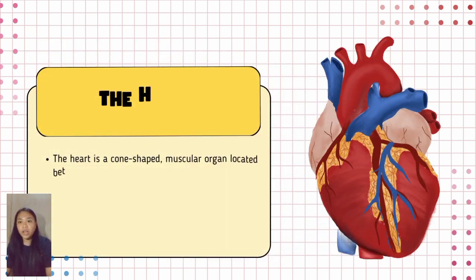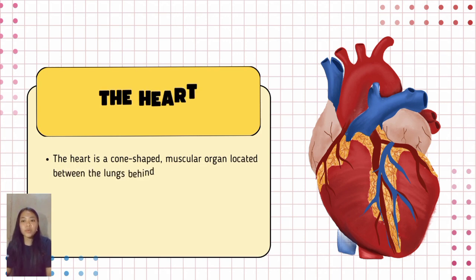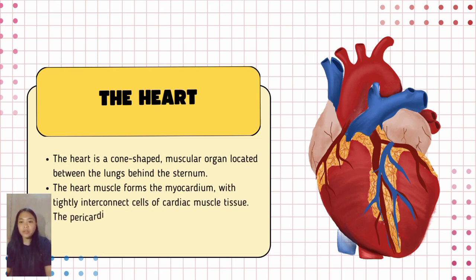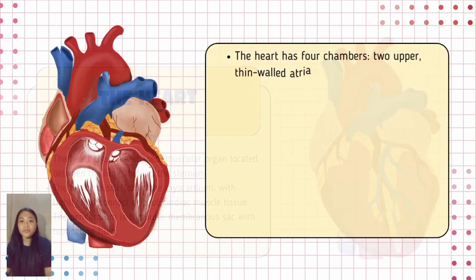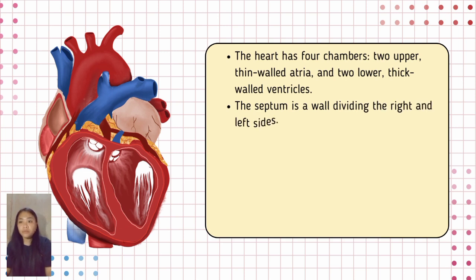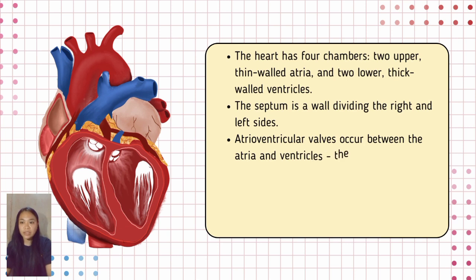Now let's talk about the heart. What is the heart? The heart is a cone-shaped muscular organ located between the lungs, behind the sternum. The heart muscle forms the myocardium, with tightly interconnected cells of cardiac muscle tissue. The pericardium is the outer membranous sac with lubricating fluid. The heart also has four chambers: two upper, thin-walled atria and two lower, thick-walled ventricles. The septum is also a wall dividing the right and the left side.